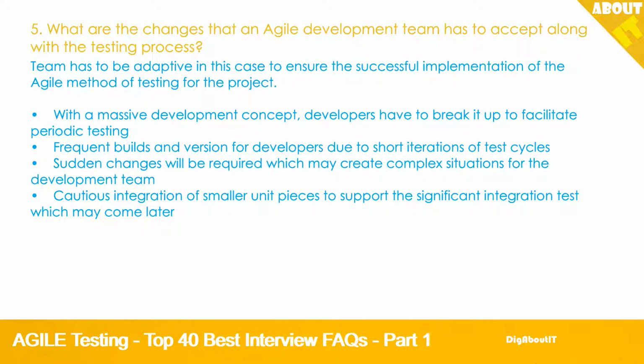5. What are the changes that an Agile development team has to accept along with the testing process? The team has to be adaptive in this case to ensure the successful implementation of the Agile method of testing for the project. With a massive development concept, developers have to break it up to facilitate periodic testing. Frequent builds and versions for developers due to short iterations of test cycles. Sudden changes will be required which may create complex situations for the development team. Cautious integration of smaller unit pieces to support the significant integration test which may come later.